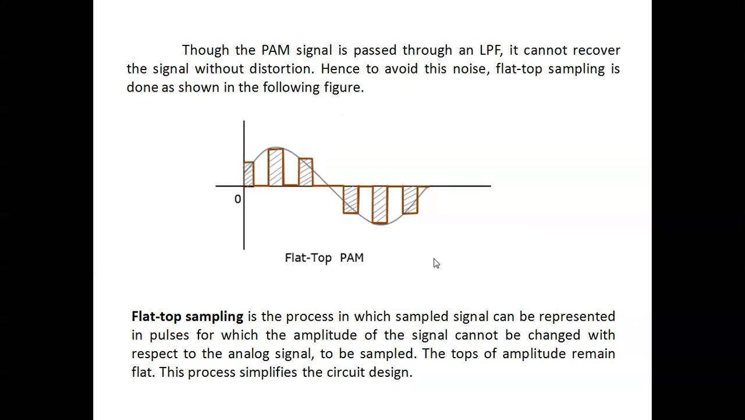But you have to see flat top sampling also. So this is the process. If you sample the signal, it can be represented as a pulse whose amplitude cannot be changed with respect to the analog signal. So the process is simplified in the circuit diagram. The top of the amplitude is saved. That is flat top pulse amplitude modulation.